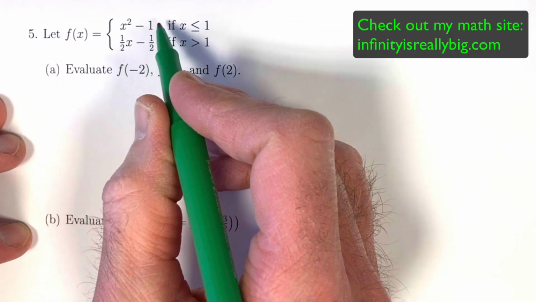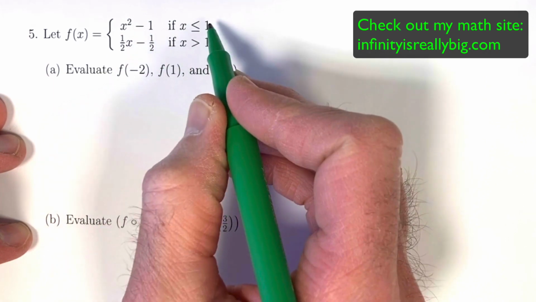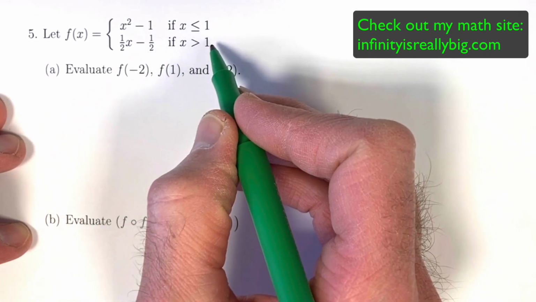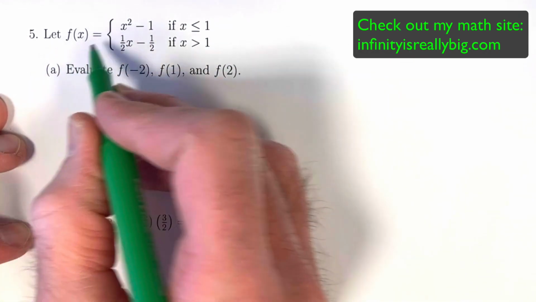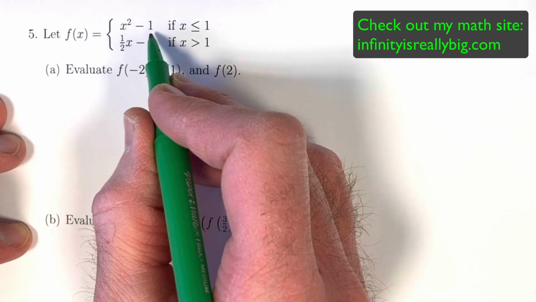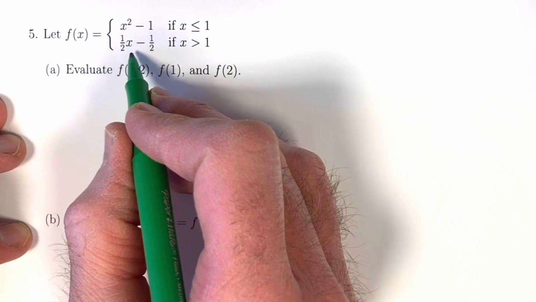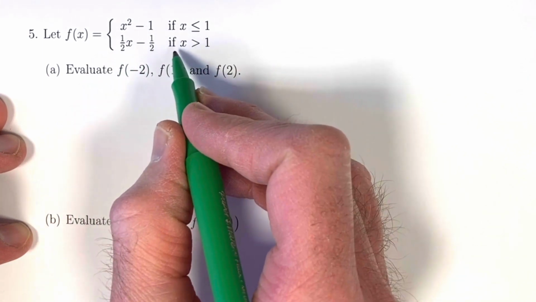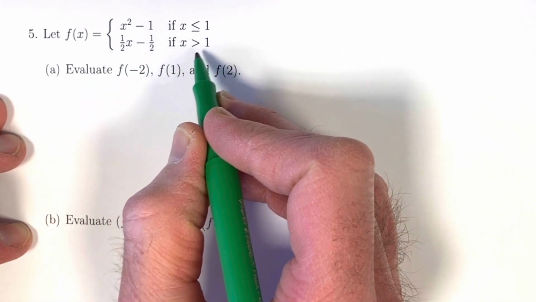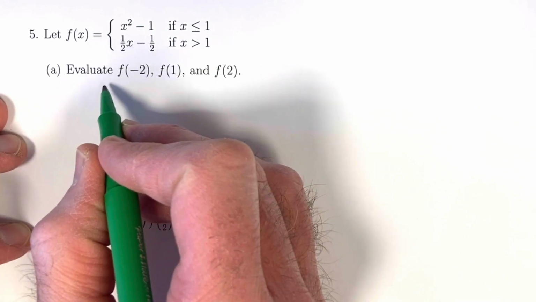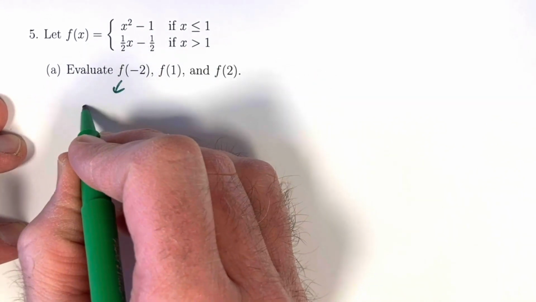Number 5 you can see is about a piecewise function. It's defined in pieces with 2 formulas based on 2 different conditions on the input x. f of x equals x squared minus 1 for the output if the input x is less than or equal to 1, and 1/2 x minus 1/2 for the output if the input x is strictly greater than 1. Part A. Evaluate first f of negative 2.